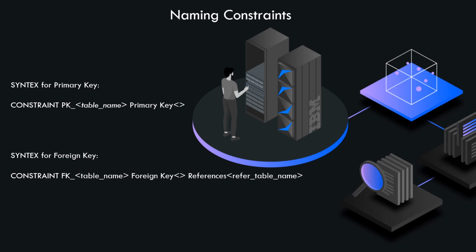Now let's see how to name a constraint. Naming constraint can be very helpful to understand the error message from the Oracle database because it shows the table name which has violated the relevant constraints. This is the syntax for naming a primary key constraint. We add table name here and the primary key column in here. This is how you name a foreign key constraint. You add the table name in here and foreign key column name in here and the reference table name in here.